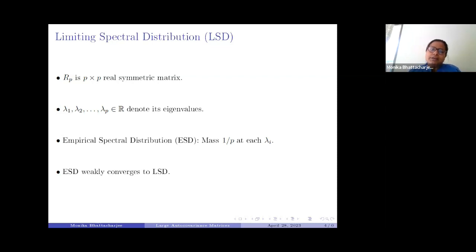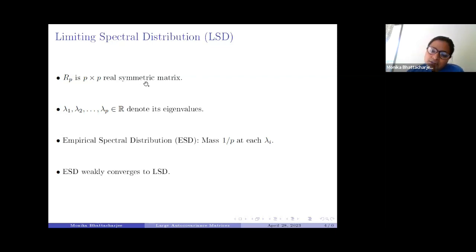So if RP is a random matrix, then all its eigenvalues will be random, and therefore the ESD that we'll get, this sequence of probability distributions, will be a random sequence of random probability distributions. Therefore the weak convergence of ESD to LSD should hold in some stochastic sense, that is either in probability or in almost sure sense. In this talk, whatever LSD result I will discuss, all of them will be in the almost sure sense.